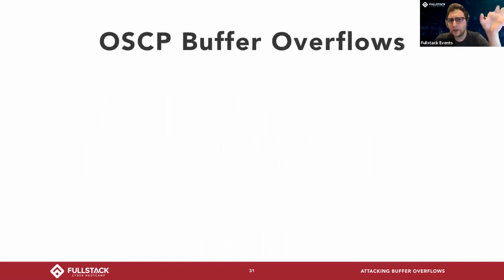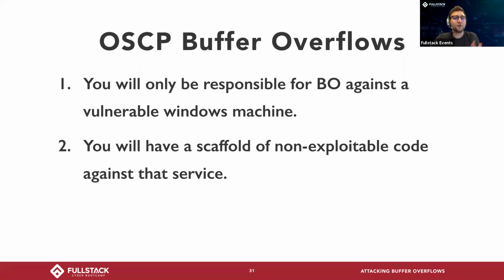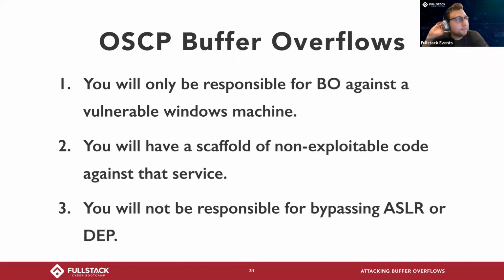So, OSCP buffer overflows. You will only be responsible for a buffer overflow against a vulnerable Windows machine. You will also have a scaffold already of non-exploitable code against a particular service. And you will not be responsible for truly bypassing ASLR or DEP. However, you will have to be aware that ASLR will be enabled, and I'll show you the distinction there. You don't need to bypass it, but we do have to keep in mind that ASLR is enabled. There's a difference, and I'll show you.